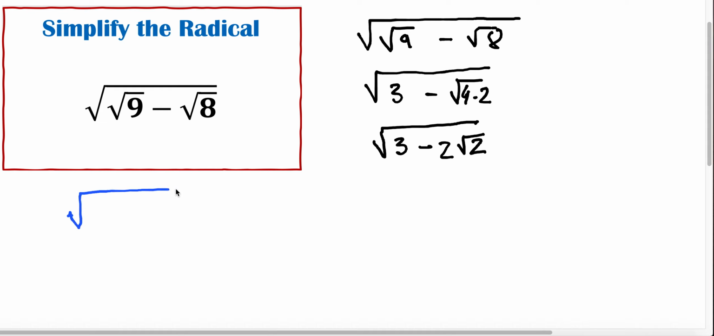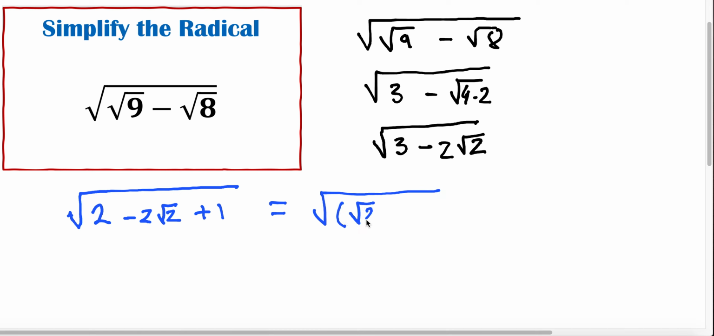So let me write the radical. I can write 2 plus 1. But I have this term, minus 2 square root of 2. And I can write it as the middle term here, minus 2 times square root of 2. But now I have a perfect square trinomial. This perfect square trinomial I can write as a binomial square. And this one can be square root of 2 minus 1, squared.